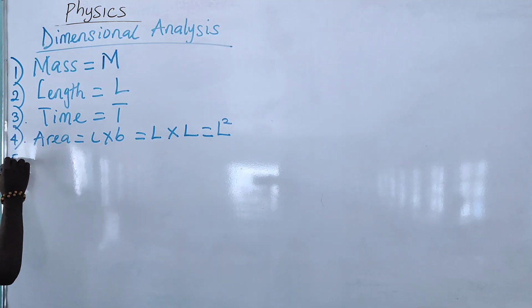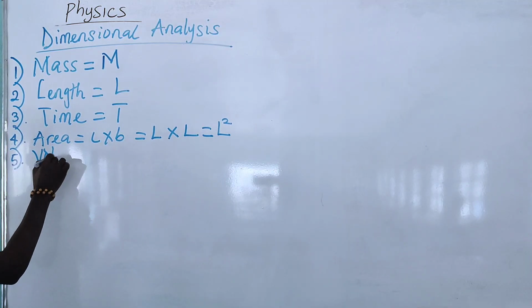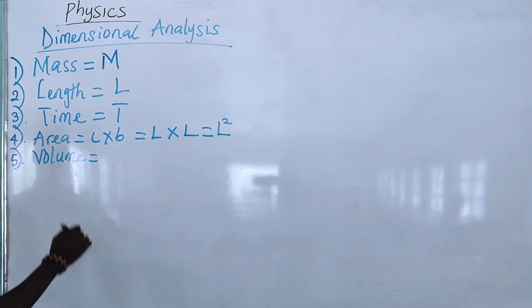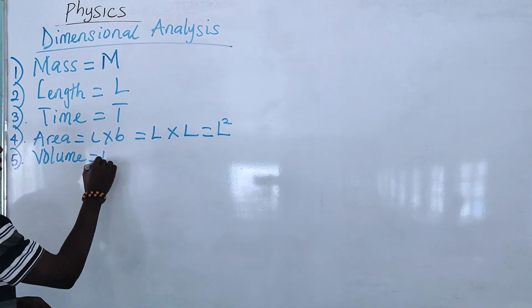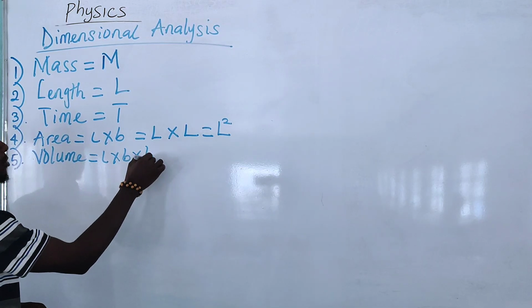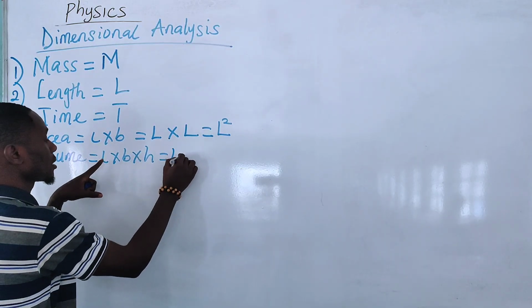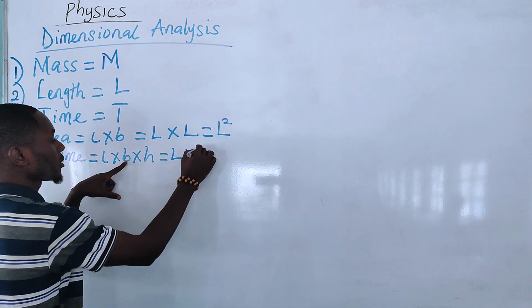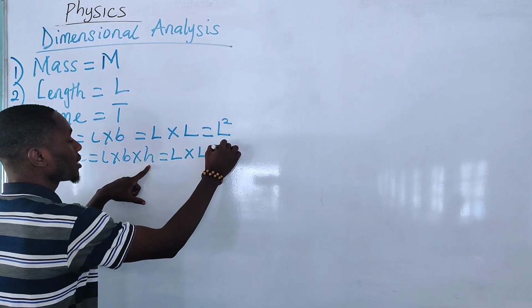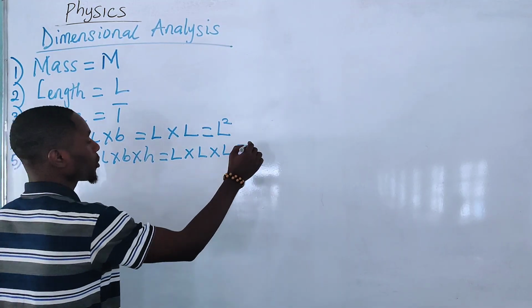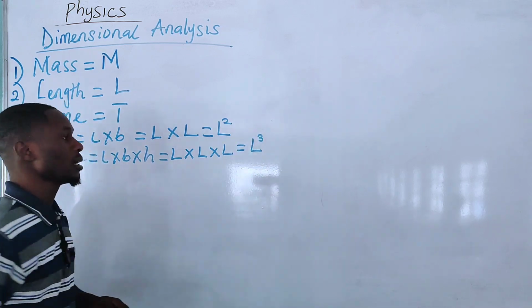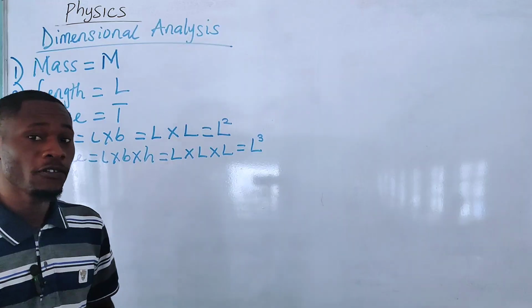So the next quantity is volume. And volume we know is length times breadth times height. Multiplying their dimensions, that will give us L times L for breadth times L for height. So we multiply that, we have L cubed. That is the dimension of volume.